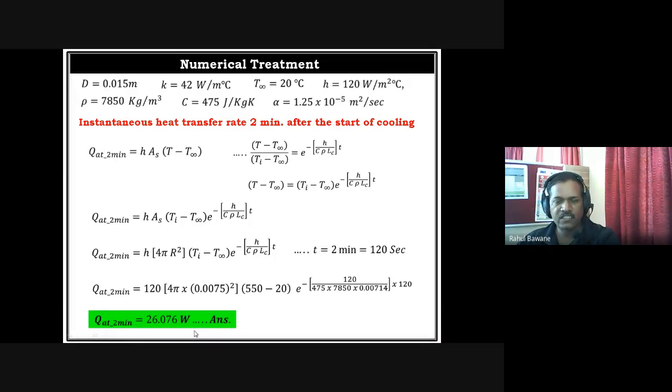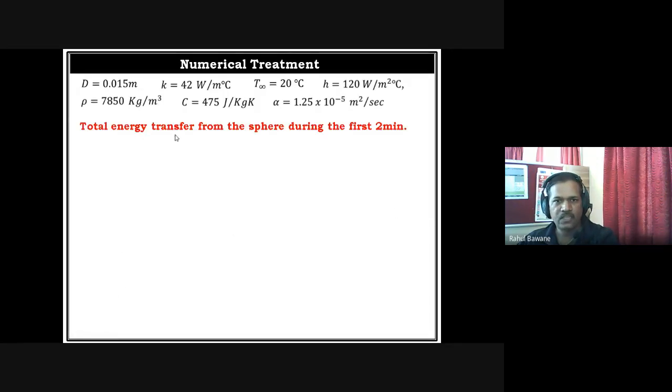This 26 is not the total amount of heat transfer for 2 minutes. This is the rate of heat transfer exactly after 2 minutes. And the last question: total energy transfer, that is, total heat transfer from the sphere during the first 2 minutes. So when it is initially at Ti, and it is exposed to the surrounding fluid, then from that point to completion of 2 minutes, what is the total amount of heat transfer?